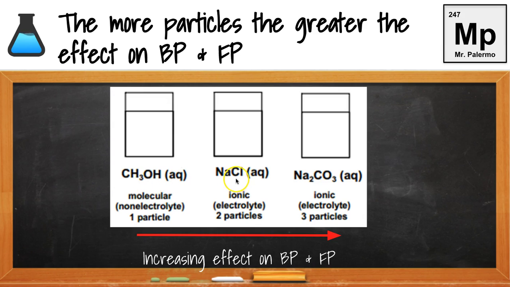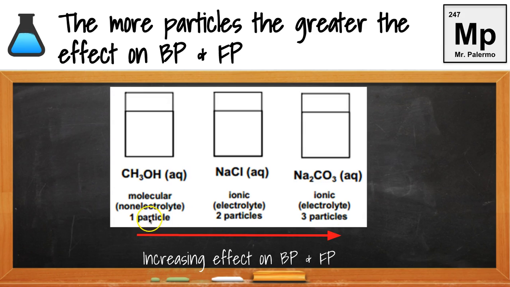When we look at sodium chloride, this is ionic or an electrolyte. This is going to dissociate into ions. The NaCl is going to break apart into the sodium ion and the chloride ion. So we have two ions, so therefore two particles. And in this example, for this ionic or electrolyte, we have Na2CO3. This is going to break apart into two sodium ions and one carbonate for a total of three particles.